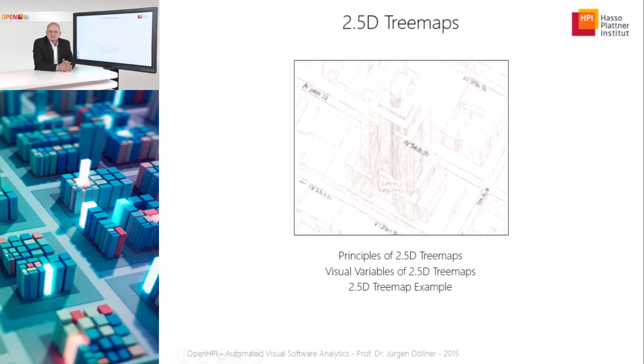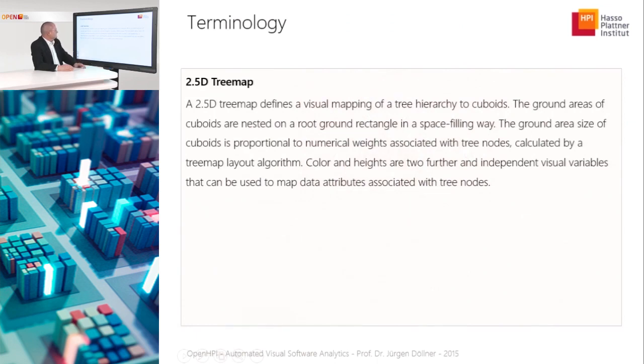This concludes this part about 2.5-dimensional tree maps. Let's have a look at the introduced terminology. We have introduced 2.5-dimensional tree maps, which define a visual mapping of a tree hierarchy to cuboids. The ground areas of cuboids are nested on a root ground rectangle in a space-filling way, similar to regular tree maps. The ground area size of cuboids is proportional to numerical weights associated with tree nodes, and the layout is calculated by a tree map layout algorithm, similar to regular tree maps.